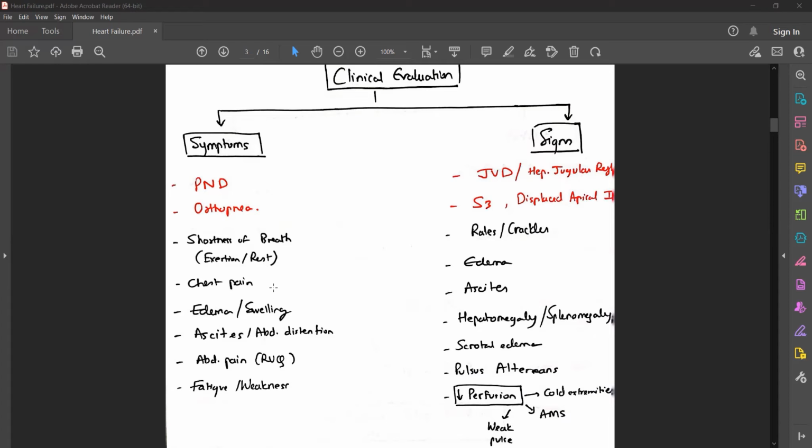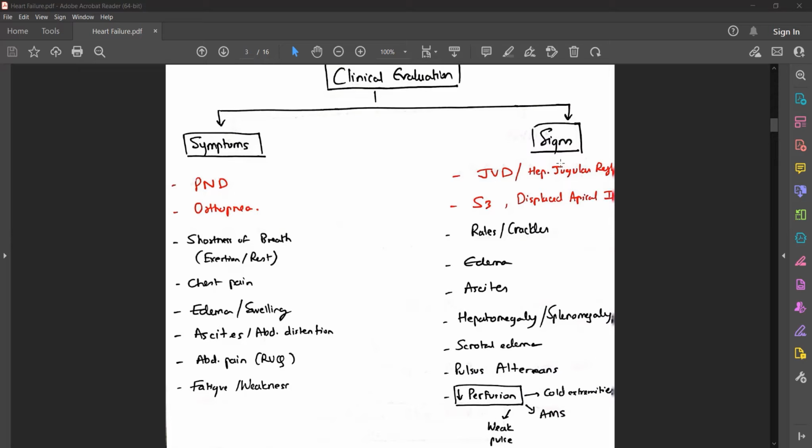The patient can also present with chest pain in case of heart failure. Peripheral edema, then they can have abdominal distension due to ascites. Then right upper quadrant abdominal pain due to congestion in the liver, and fatigue and weakness. These are the common symptoms of heart failure. But remember, whenever you're admitting any patient, always ask about PND and orthopnea because it is more specific.